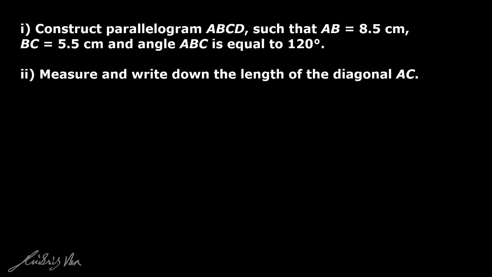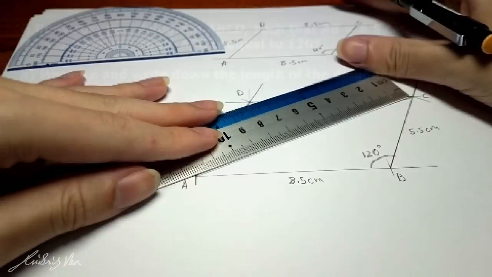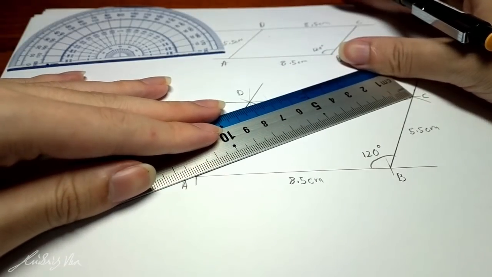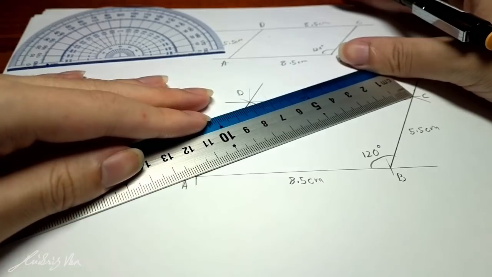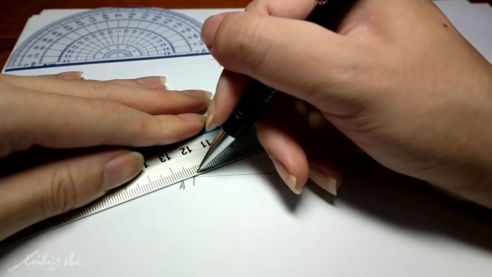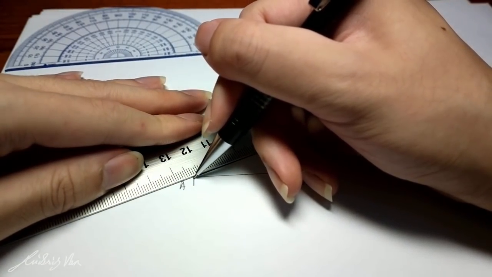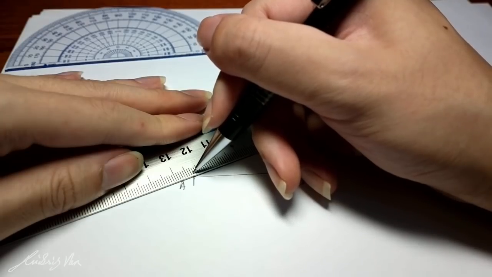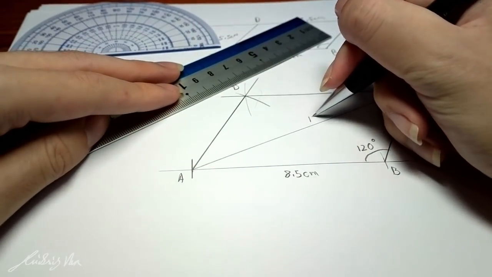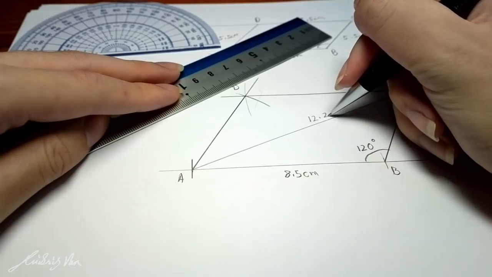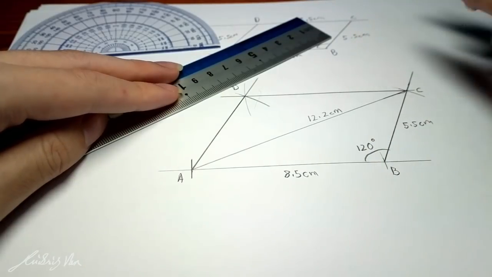So for part 2, they asked us to measure the diagonal AC, which is very simple. Just take out your ruler, put it against point A and point C, then just look at it and see how long it is, and you should roughly get around 12.2 cm.